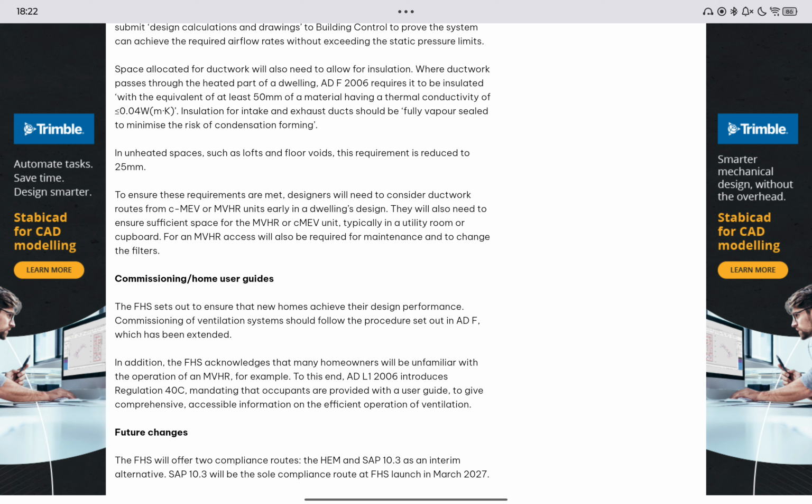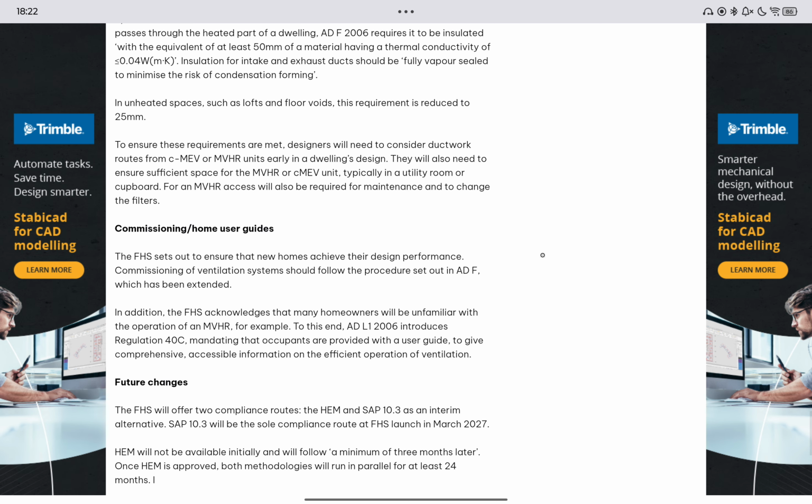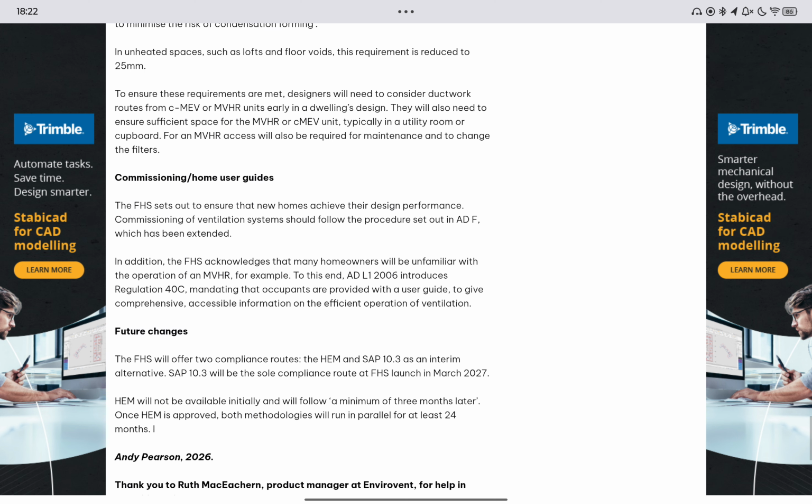To ensure these requirements are met, designers will need to consider ductwork routes for CMEV or MVHR units early in the dwelling's design. They will also need to ensure sufficient space for MVHR or CMEV units, typically in a utility room or cupboard. For an MVHR, access will also be required for maintenance and to change the filters.